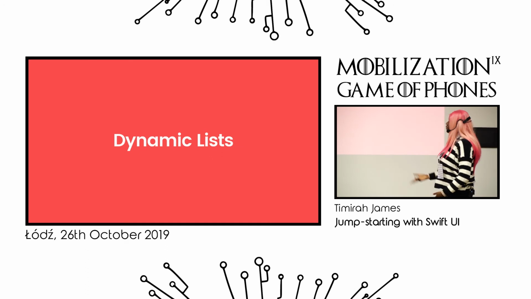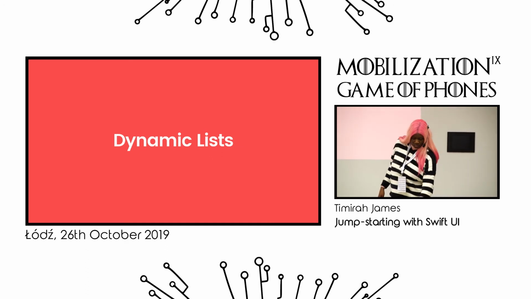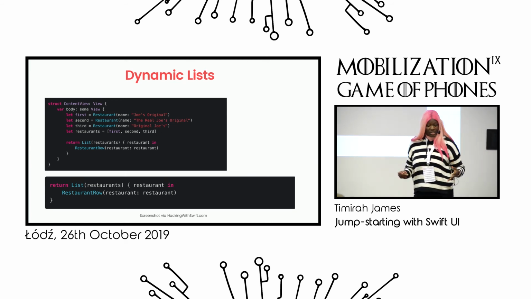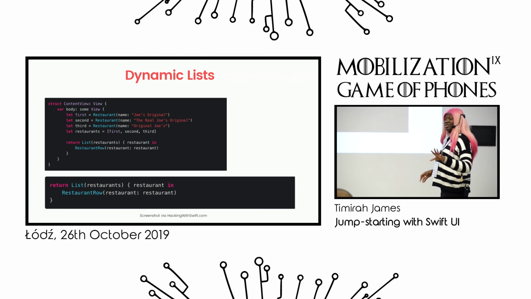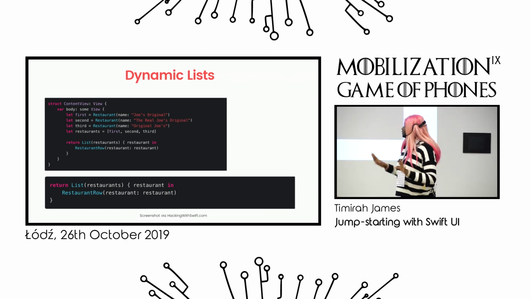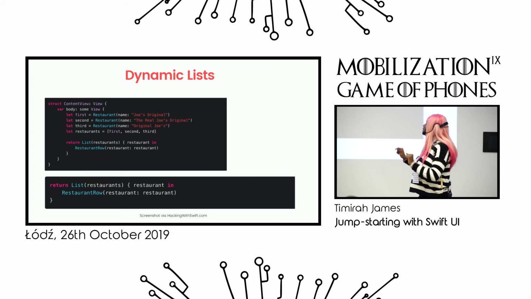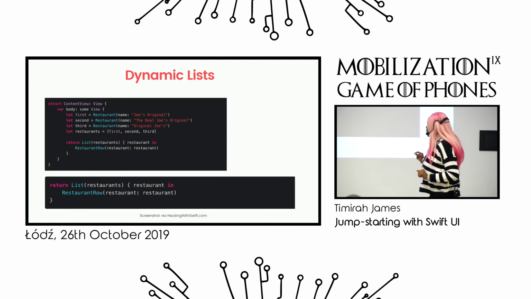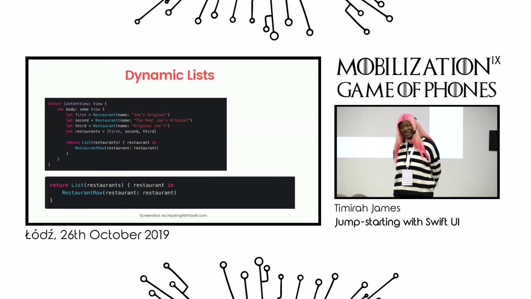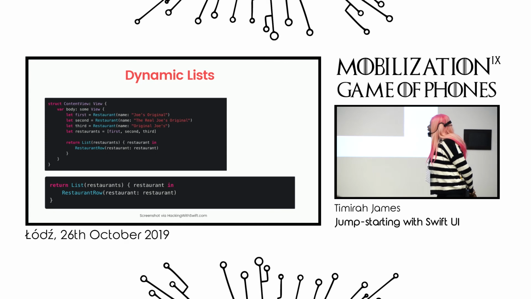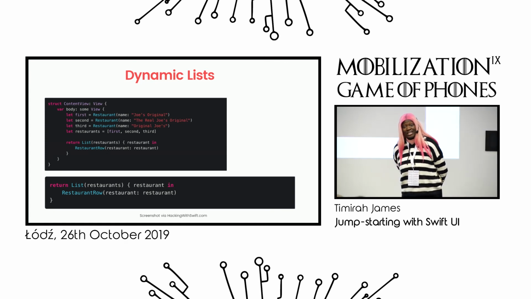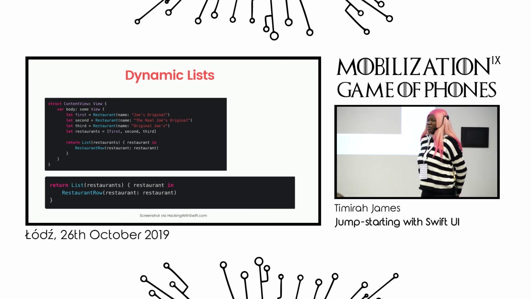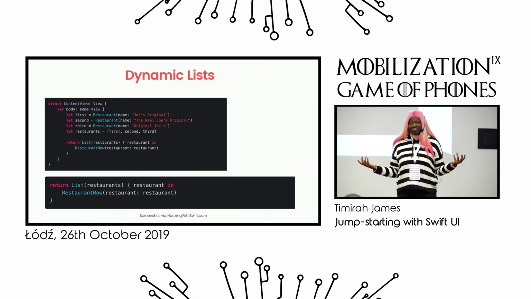Okay, so dynamic lists. Here is where Xcode wanted to kind of mess up on me. So I was safe, and I took some screenshots from my good friend Paul Hudson, Hacking with Swift. He has a really good example of what building a dynamic list looks like.